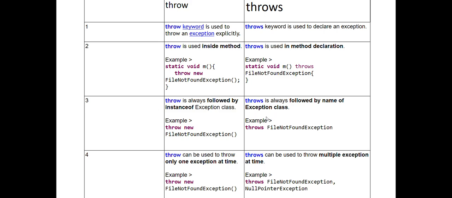Then the third primary difference: throw is always followed by an instance of the exception class. Means throw can create the instance of that exception class, but throws is always followed by the name of the exception class only. It cannot create the instance of the class. And the last difference: we can throw only one exception at a time, but using the throws keyword we can declare multiple exceptions at a time. So that is the primary difference between throw and throws.